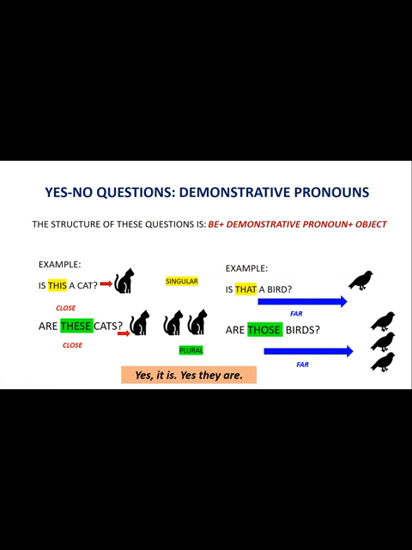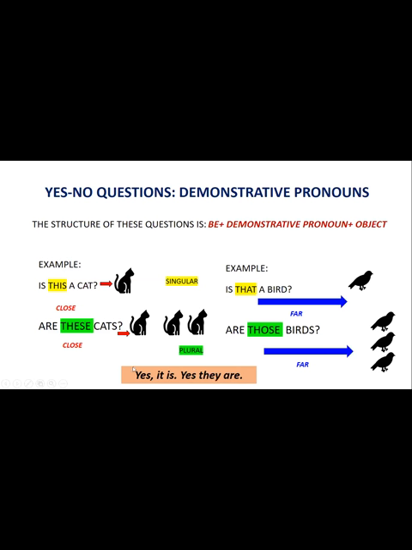So, let's imagine that the bird is on a tree. Is that a bird? So I point it out, because it is far from me. Is that a bird? It's far. Only one bird, far. Are those birds? One, two, three. Plural, right? But they are far. So I say, are those birds? In all the cases, yes it is, yes they are.